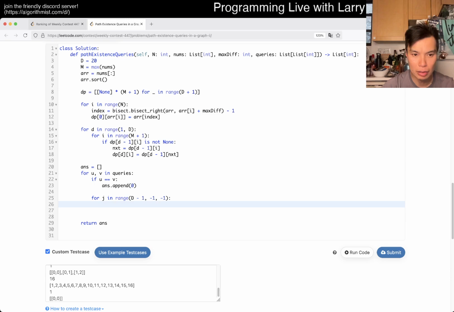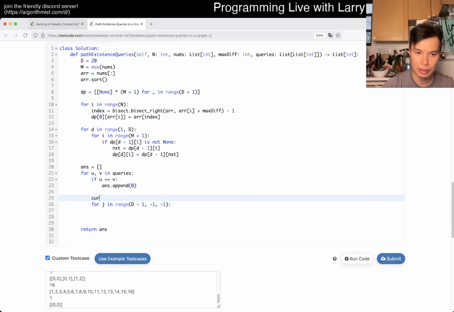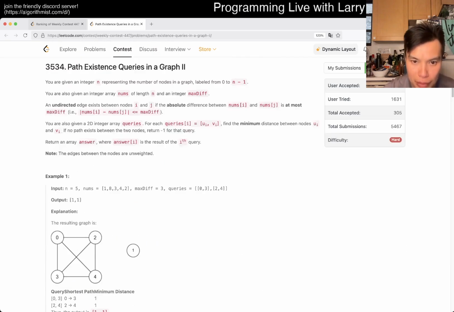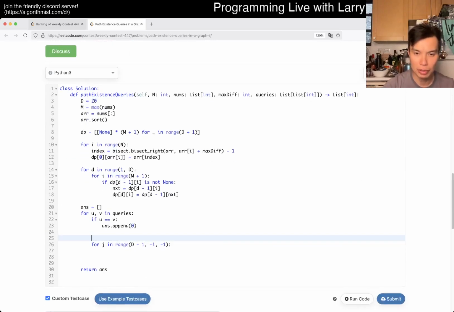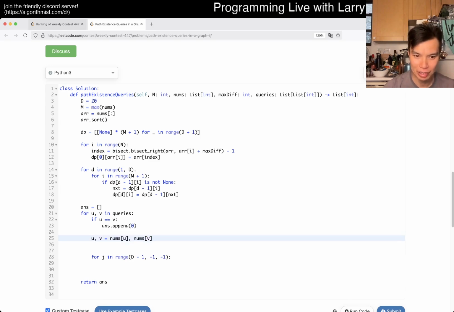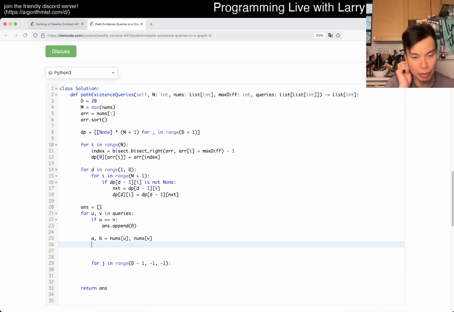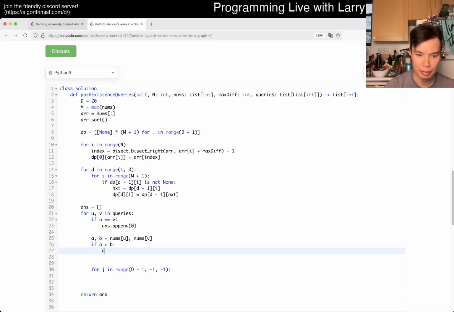So then, okay, so current is equal to, oh, I have to get the symmetry things. Yeah, okay, so we want to get from U and V, right? So num sub U, num sub V. I'm too lazy to use the variables, maybe that's a bad idea actually. I'll just call them A and B, it's the same idea anyway. So we're trying to go from A to B, right? So if A is greater than B, swap them, and then now we're trying to go from A to B, right?